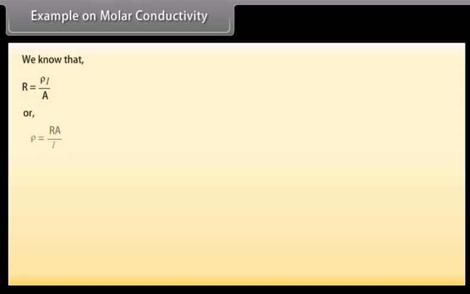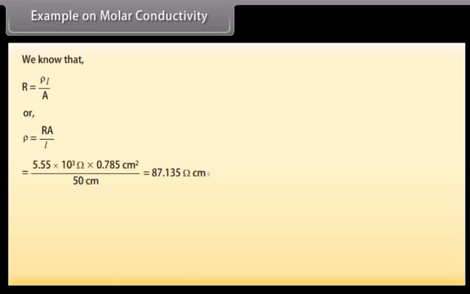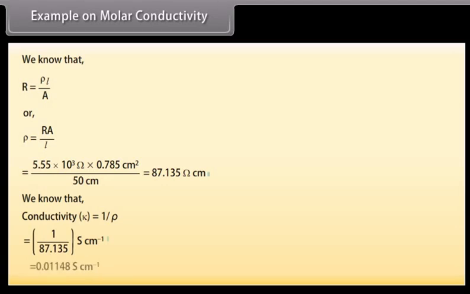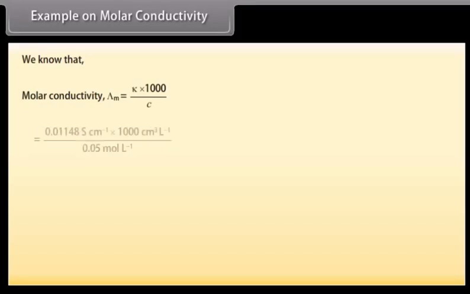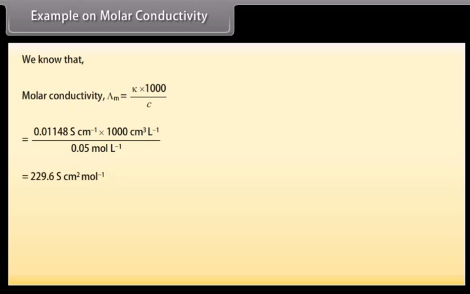By putting the values, we get resistivity is equal to 87.135 ohm centimeter. We know that conductivity is the reciprocal of resistivity. By putting the values, we get conductivity is equal to 0.01148 Siemens centimeter inverse. We know that molar conductivity is equal to kappa multiplied by 1000 divided by C. By putting the values, we get molar conductivity is equal to 229.6 Siemens centimeter square mole inverse.